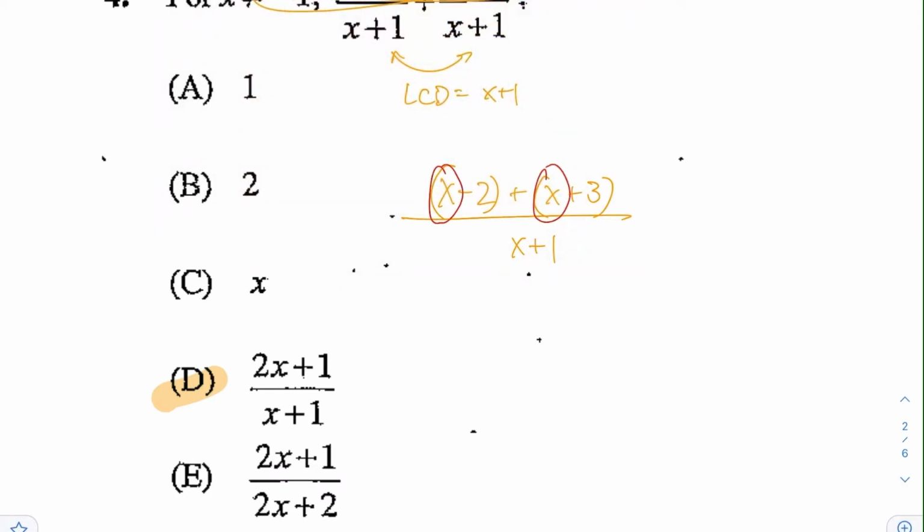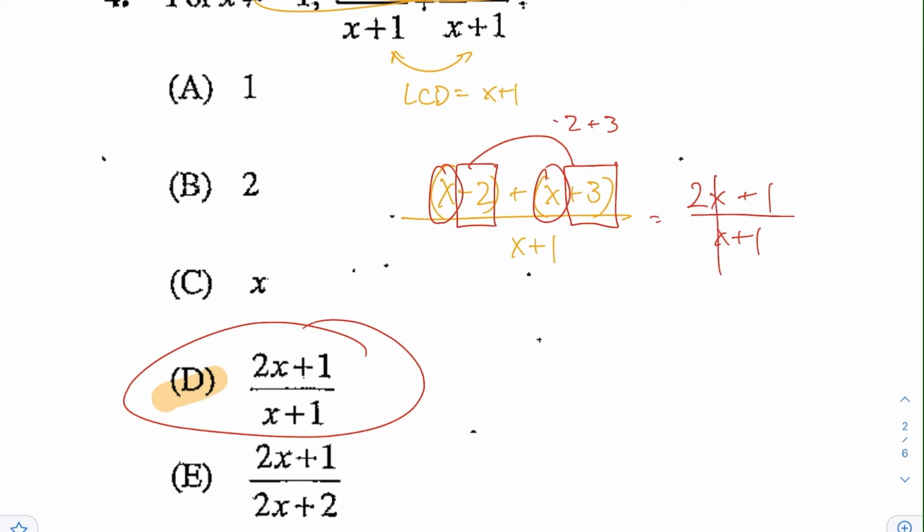X combines with x, turns to 2x. And then -2 combines with +3. So -2 plus 3 is equal to +1. So the final answer is 2x plus 1 divided by x plus 1, choice D. Now you can't cancel out x plus 1, okay? It doesn't work like that. You can't factor out x plus 1 from the numerator, so you can't simplify this at all.